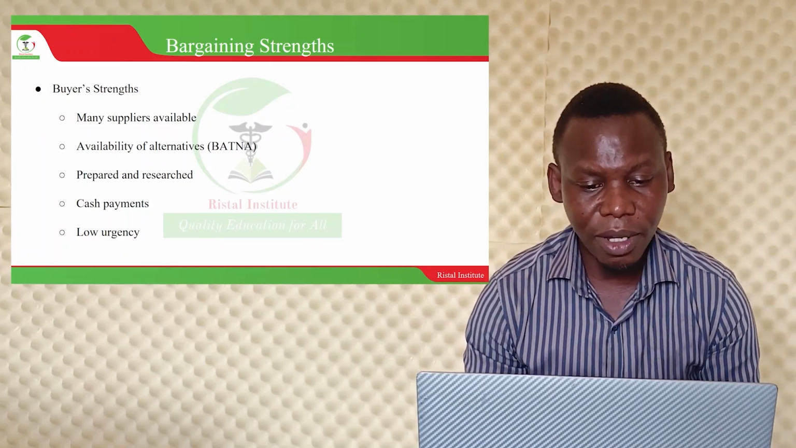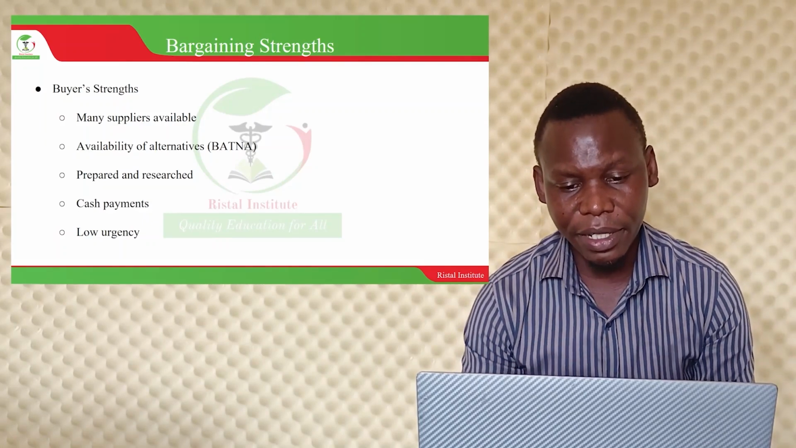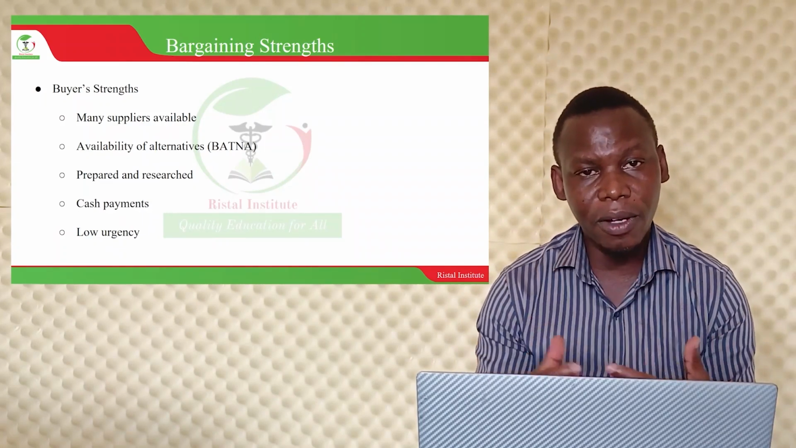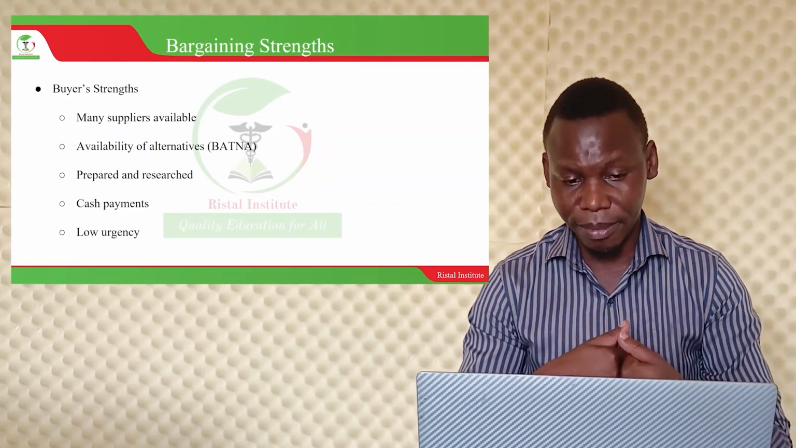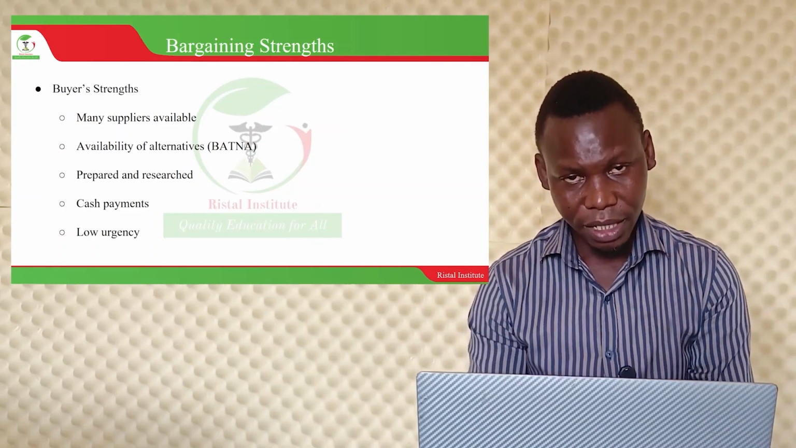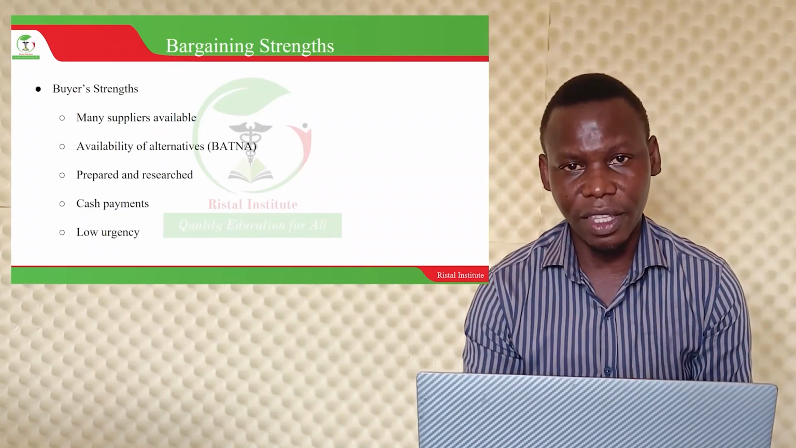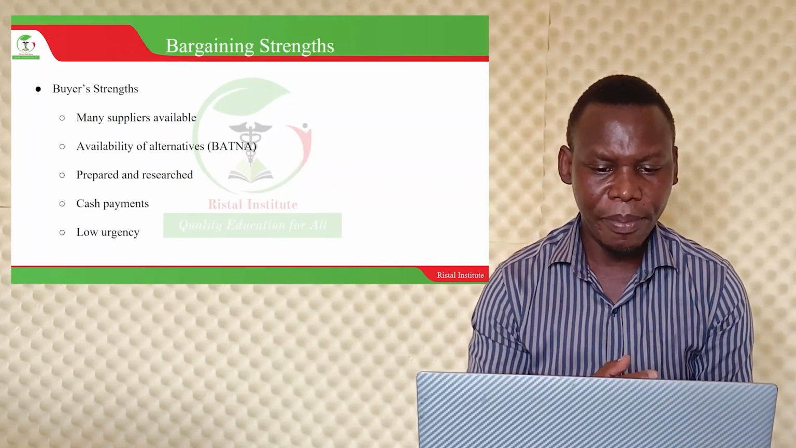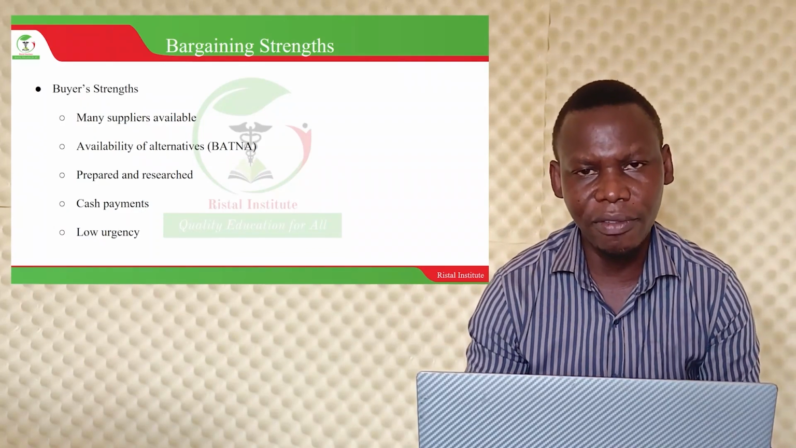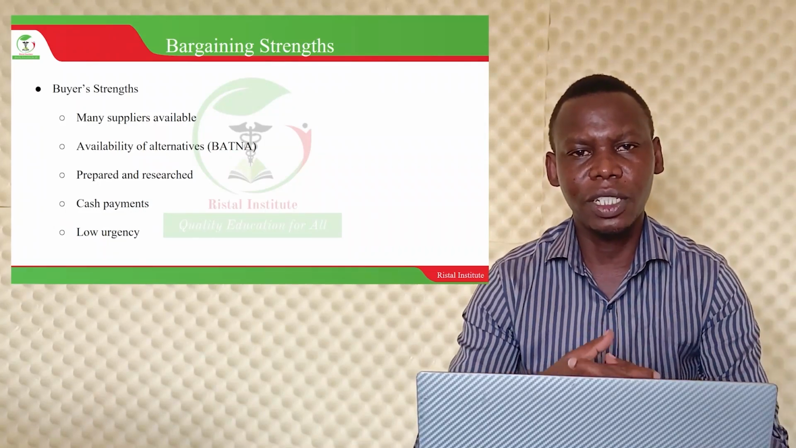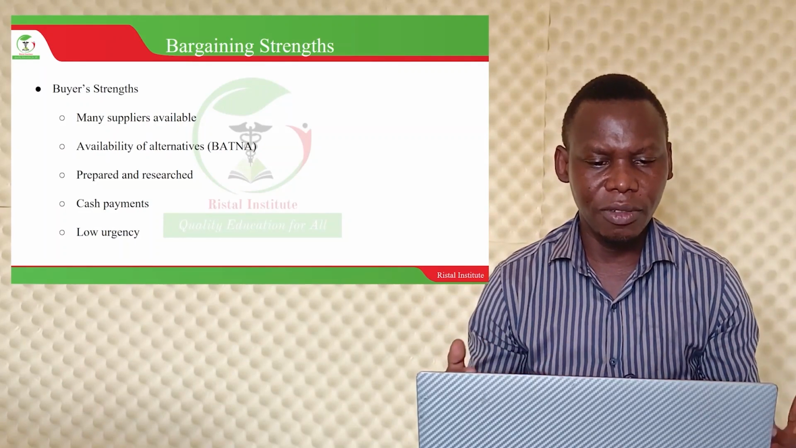Availability of alternatives, that's what we call better alternatives to a negotiated agreement, which is the partner. When there are more better alternatives, the buyer becomes stronger. But if the buyer has little or limited alternatives, that means he has less strength in the bargaining. Prepared and researched: how prepared are you and how much information do you have to negotiate or to discuss with your supplier? The cash payments, this one also comes in.